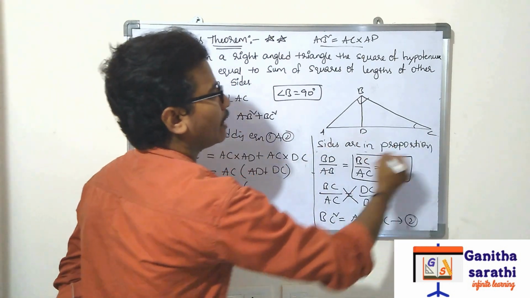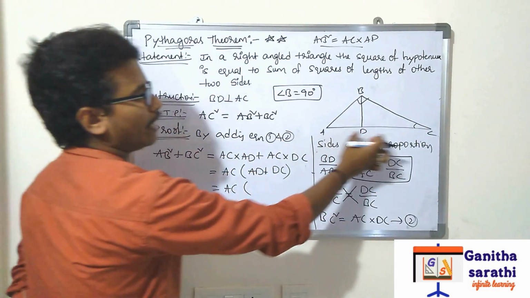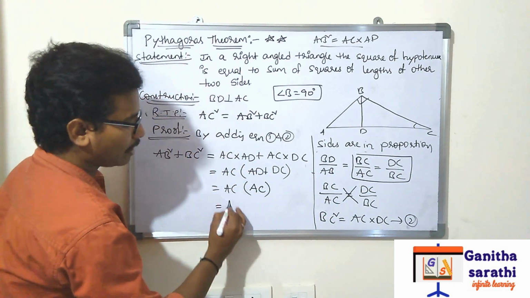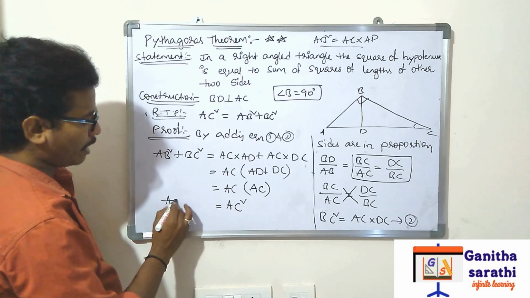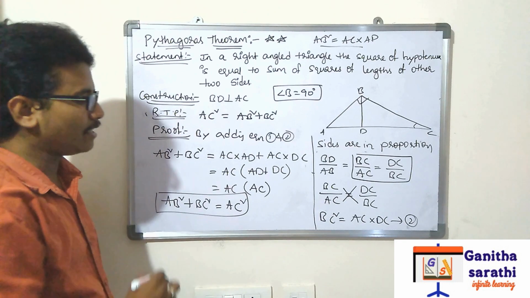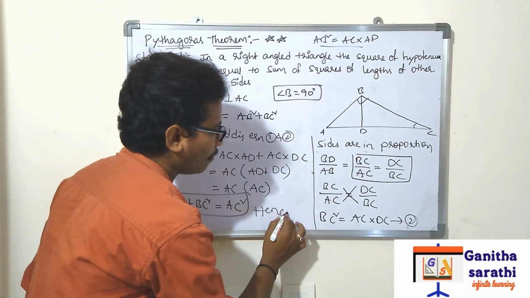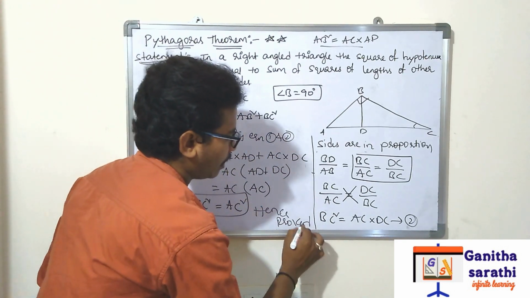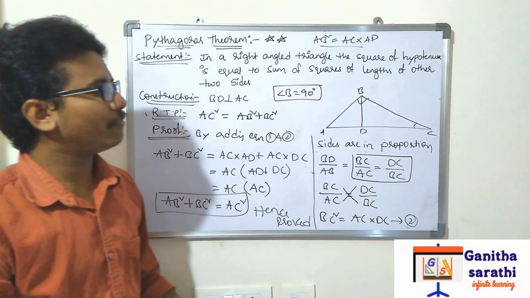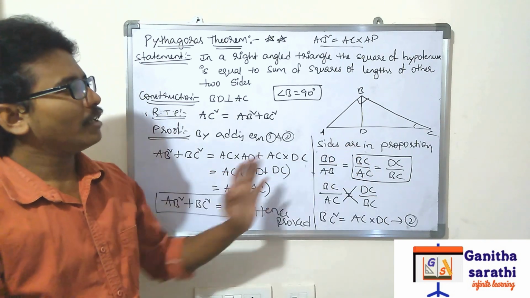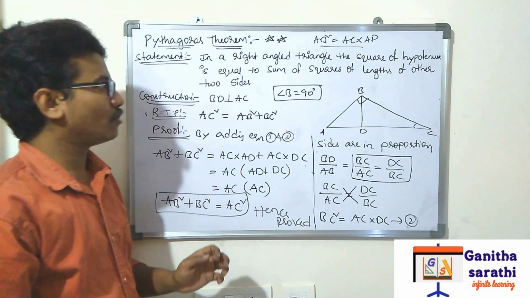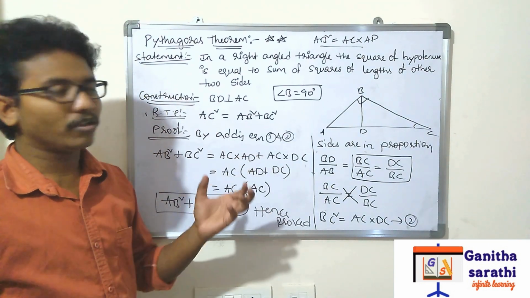AD plus DC will give you AC, right? AD plus DC, what is the total line? AC. AC into AC will be AC square. Okay, so AB square plus BC square is equal to what? AC square. That is our proof of the Pythagoras theorem. Understood? Whenever you are writing the proportion sides, you should be very careful. You should draw the figure so that it is comfortable to take the proportion sides as you wish. So this is the Pythagoras theorem, or Baudhayana theorem.